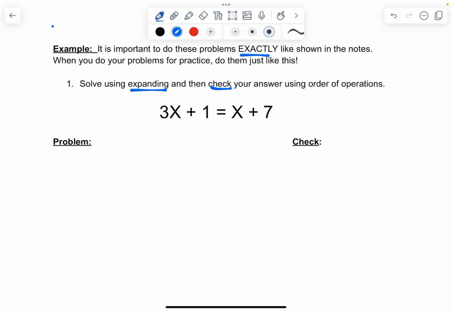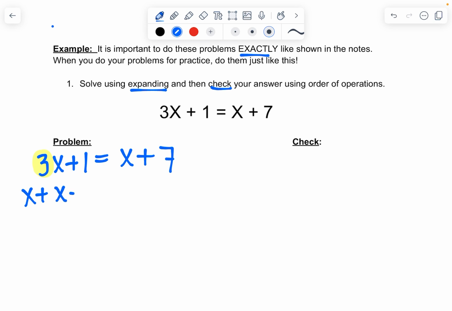So I'm going to come down here and write the original problem: 3x plus 1 equals x plus 7. The 3 in front of the x means that there are going to be 3 x's, or 3 pawns. So I'm going to write x plus x plus x plus 1. The 1 is a cube, and the 3 x's are like 3 pawns. And I'm going to have equals x plus 7. Again, we are still at the guessing stage, so I'm going to guess x equals 3.